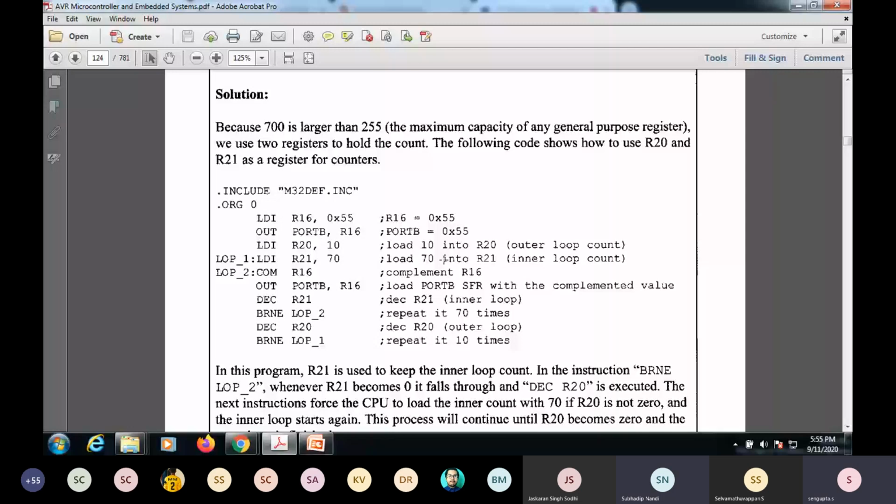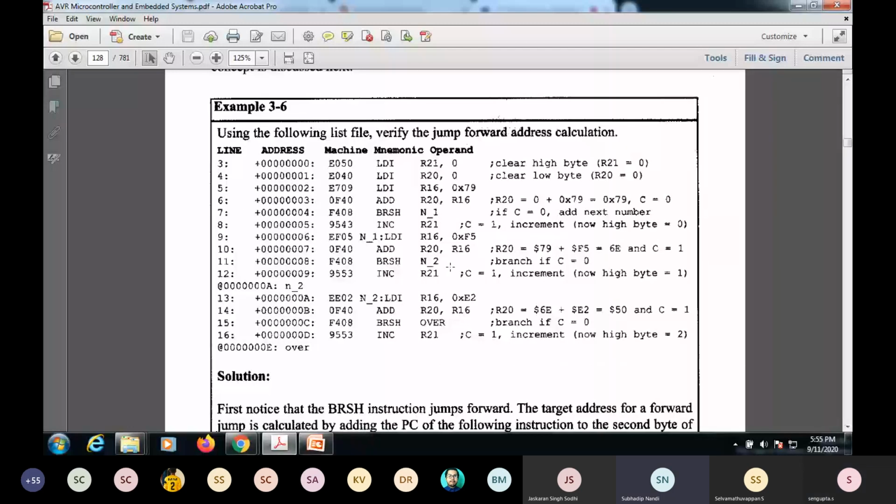In this there is a column called machine code. These are in hex actually. Just convert that to machine code. For that LDI R21, 0, it is always E050. Yes. This is the equivalent code actually.